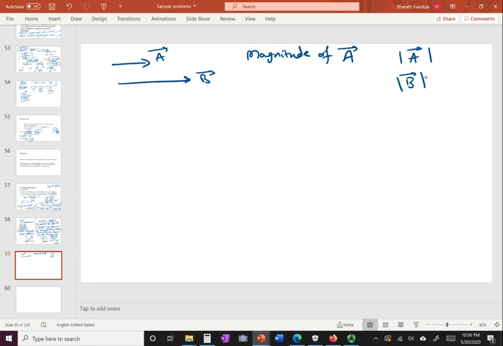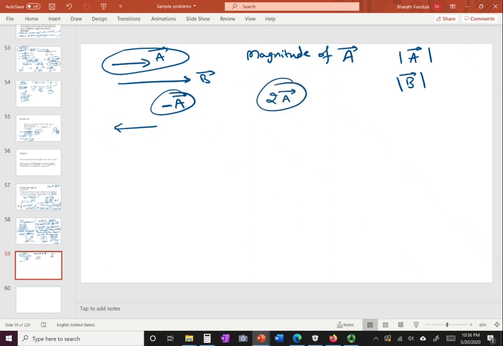That is the absolute value. Now suppose you want to sketch negative a. You are given vector a like this and you need to sketch negative a. Negative a means you are sketching the same magnitude but opposite direction. You see the negative sign? Same length, same magnitude but opposite direction. So this is negative a. Now suppose you are asked to sketch twice the magnitude of a, then you will draw a vector that is double that. So this is 2a.